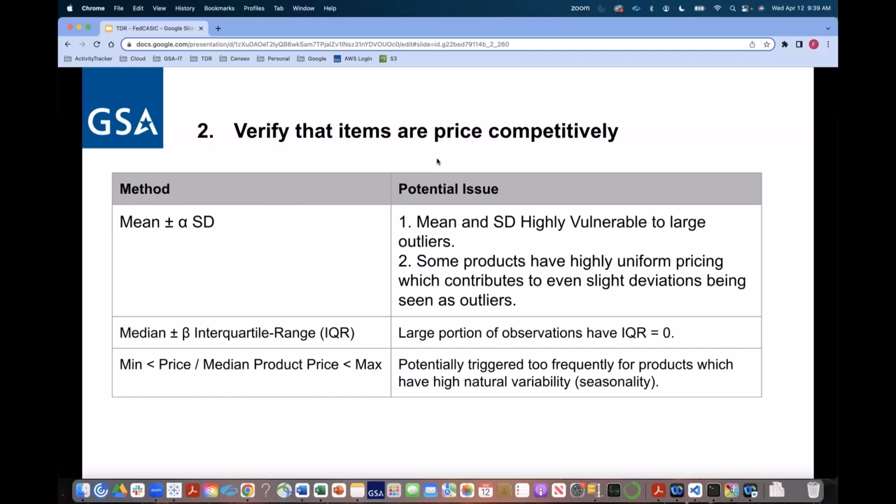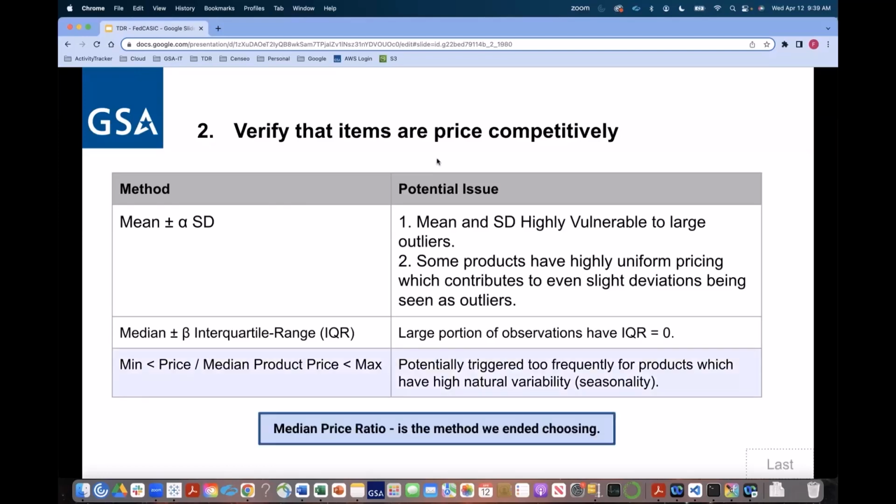What we ended up doing was using a median price, basically using a price ratio, which is the sale price over the median price of that product. And that allows the conventional thought of, oh, you can have a markup above or markdown below relative to the expected price. And then we looked at potential problems that way.